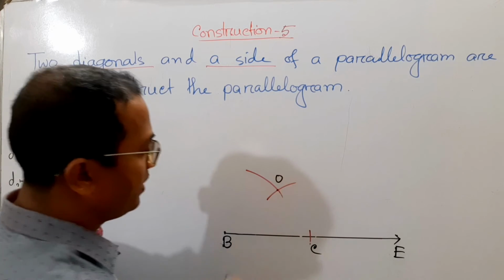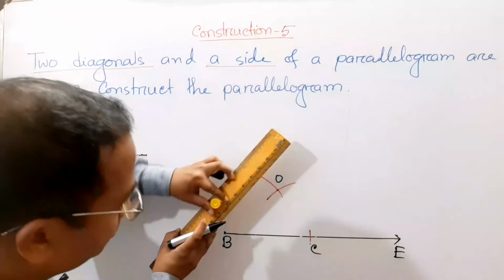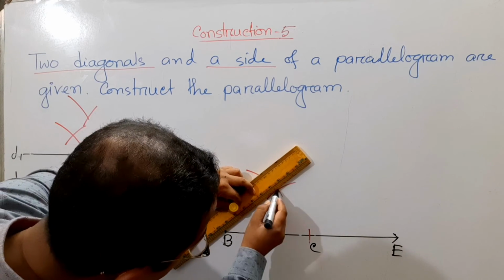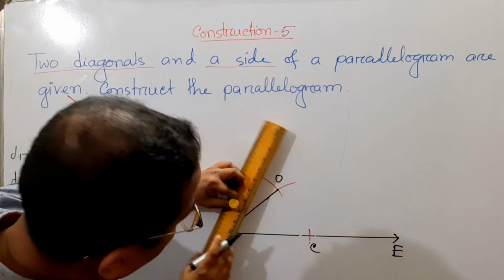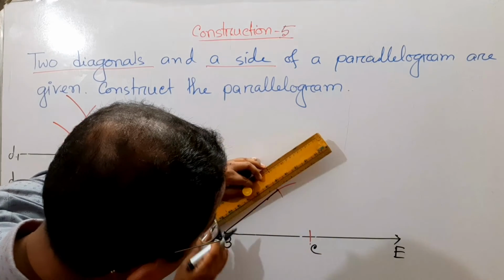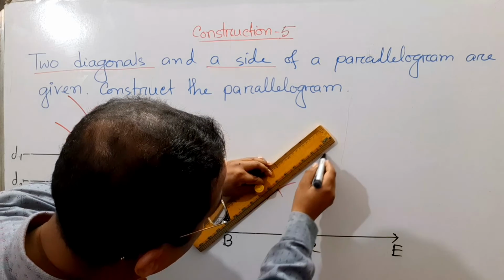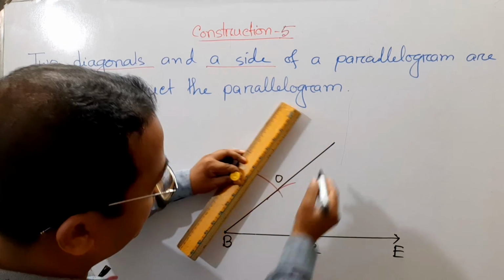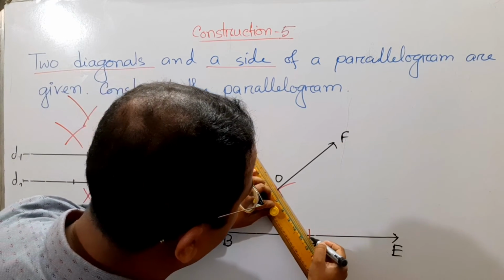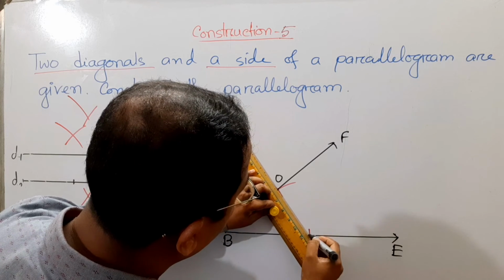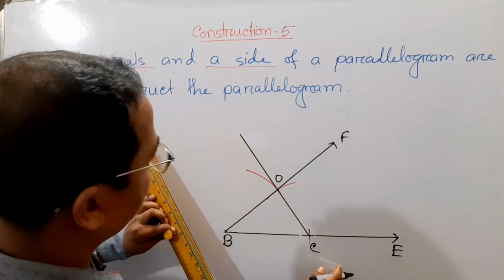This is O. Now join BO and CO and expand it. Now join BO and expand it up to F. Again join OC and expand it up to G.